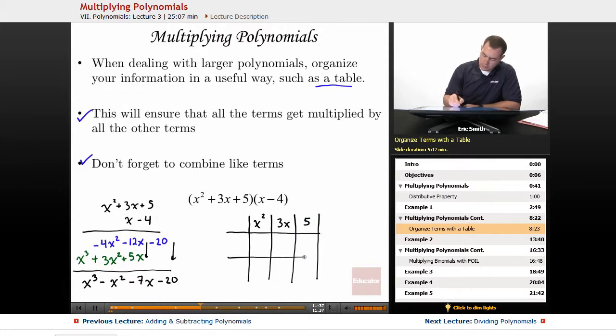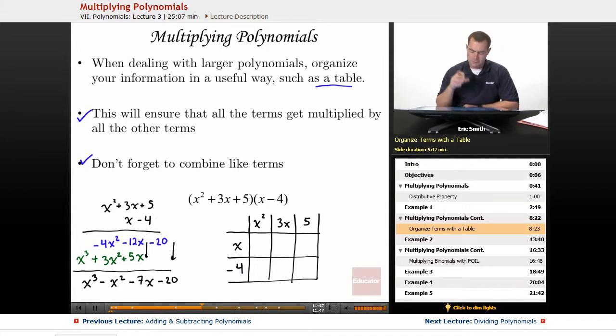Now along the side of it, I'll write the terms of the other polynomial. So x and minus 4. And now comes the fun part. We're going to fill in the boxes of this table by multiplying a row by a column. So this first one will take an x multiplied by an x squared. It really feels like you're completing some sort of word puzzle or something. Only I guess this would be a math puzzle.